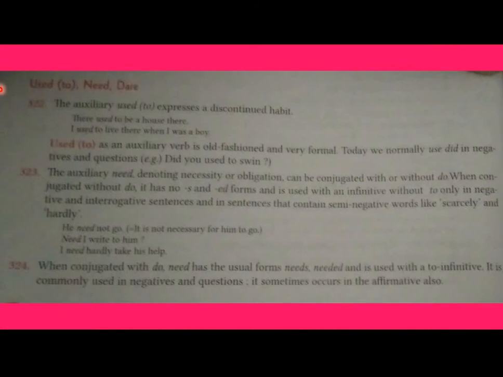Then now we are going to see about used to, need and dare. The auxiliary used to expresses a discontinued habit. That means that you did it in the past, and it's discontinued right now. I used to live there when I was a boy. Now let's see the next one. Do you need to go now? I don't need to meet him. One needs to be careful.